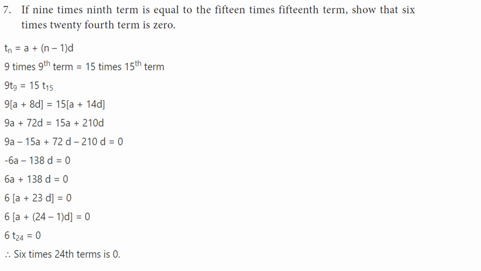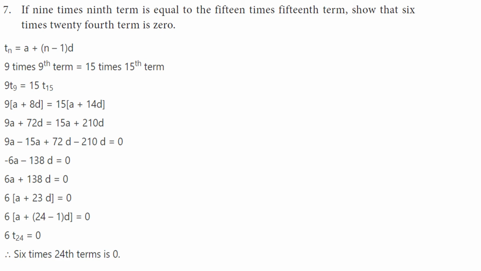9 into (A plus 8D) equals 15 into (A plus 14D). Therefore, multiplying, 9 into A is 9A, plus 9 into 8 is 72D, equals 15 into A is 15A, plus 15 into 14 is 210D. Grouping like terms, on the left side you make it 9A minus 15A plus 72D minus 210D equals 0.